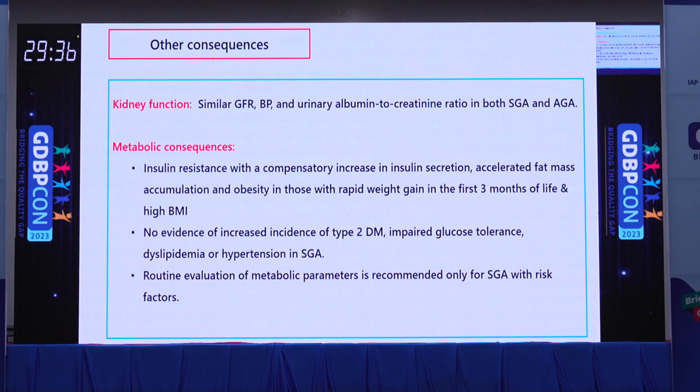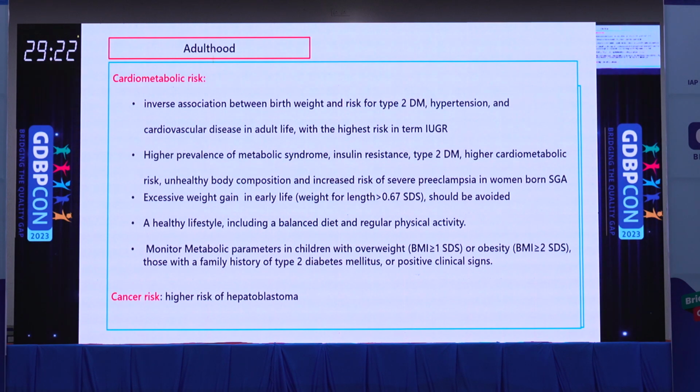And there has been no documented evidence of increased incidence of type 2 diabetes, impaired glucose tolerance or dyslipidemia in these children with SGA during childhood or adolescence, but the picture changes during adulthood. So this is a take-home message. All SGA children need not be screened for metabolic parameters. SGA children with risk factors need to be screened for metabolic parameters.